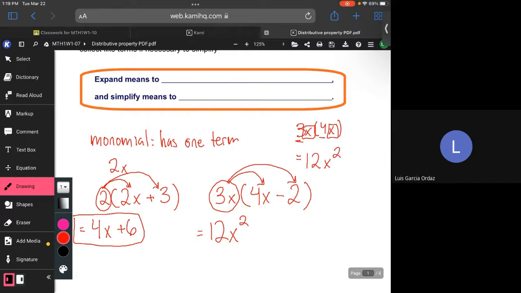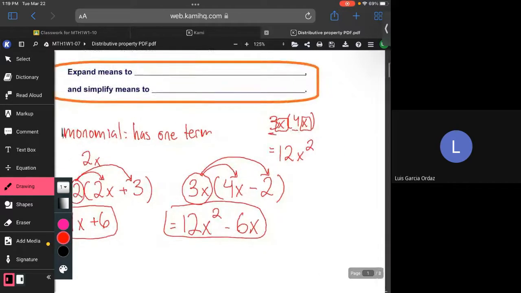Now, what is 3x times negative 2? Yeah, 3x times negative 2. Alice. Negative 6x. So when I distribute everything, I get 12x squared minus 6x. Yes, Matthew? How do you do the math on the negative 6x?